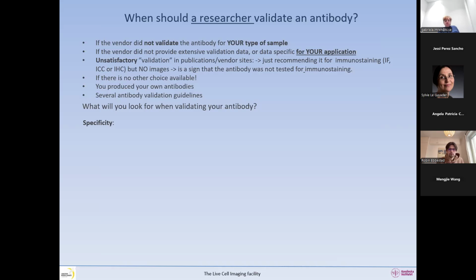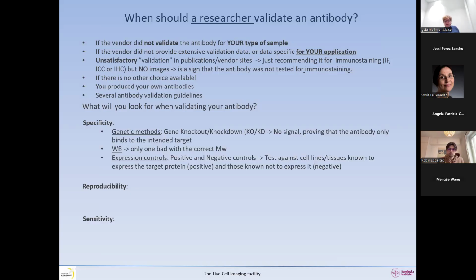And so what will you look for when validating your antibody? You should look for specificity, reproducibility, and sensitivity. How will you check specificity? You can use different methods. The most used methods are the genetic methods. Then you will have gene knockouts or knockdowns, and then you will look for the signal. So you should have no signal, proving that your antibody only binds to the intended target.